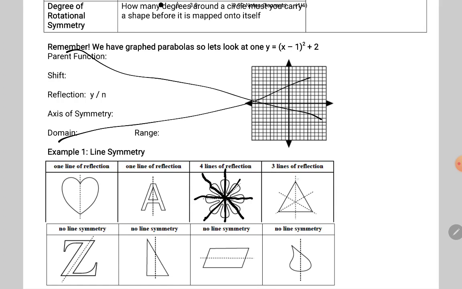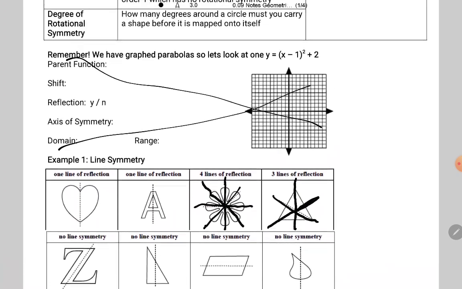An equilateral triangle has 3 lines of reflection, and each of them goes down through a vertex and the opposite edge. So this corner point here, this one, and this one right here. So 3 lines of reflection.